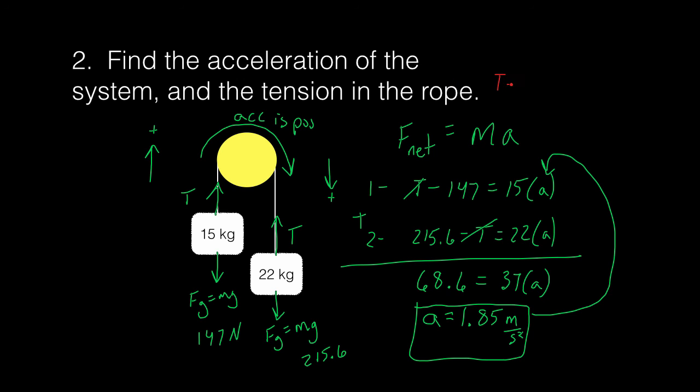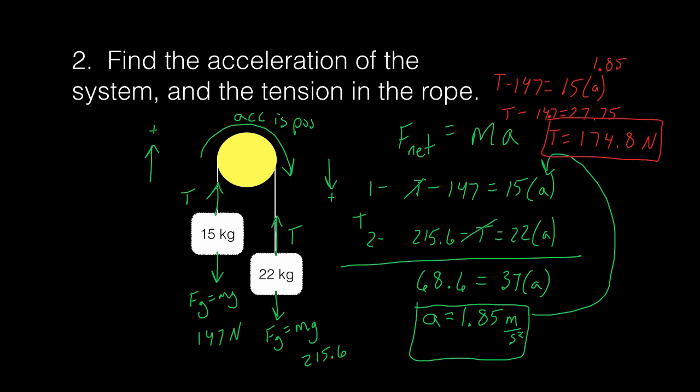We have the top equation, tension minus 147 is equal to 15 times a. Whoops, I forgot to plug it back in. So a is 1.85. So 15 times 1.85 is equal to 27.75. And that's going to be equal to tension minus 147. To find tension, you would add 147 to each side. And I'm getting that tension in that rope is equal to 174.8 newtons. All right, and that's it. That's how you solve these pulley problems in terms of their mathematics.